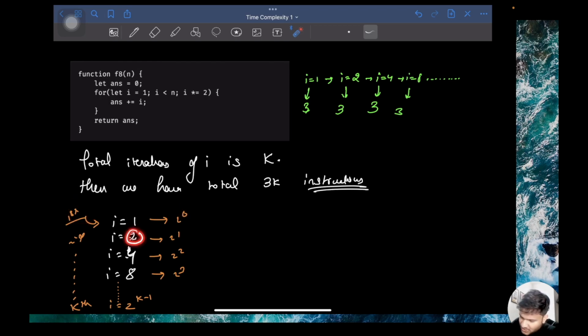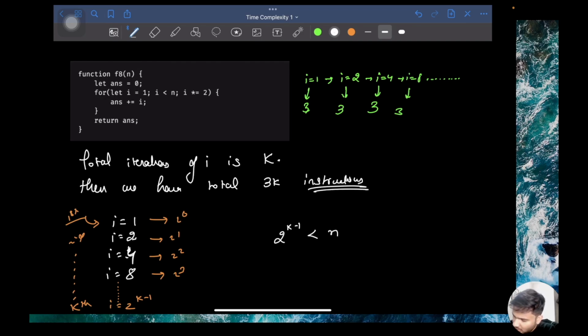In the second iteration, it is 2 minus 1. In the third iteration, it is 3 minus 1. Fourth iteration, it is 4 minus 1. So in the kth iteration, it will be k minus 1. Can I say that? And in the kth iteration, this will be the last value. This 2 raised to the power k minus 1 will be the last value, which will be less than n, because the next iteration 2 raised to the power k will be greater than n, right?